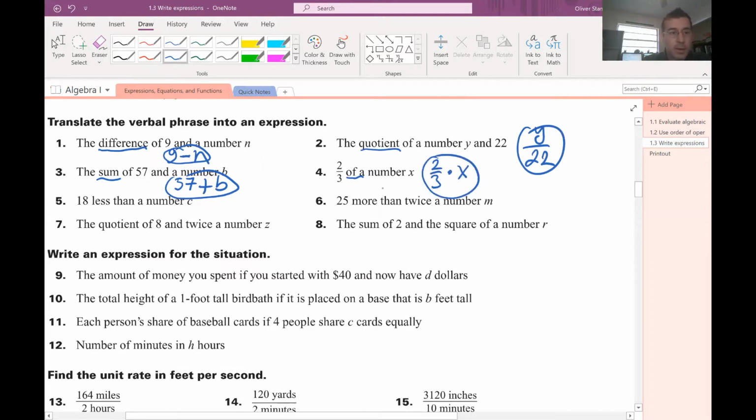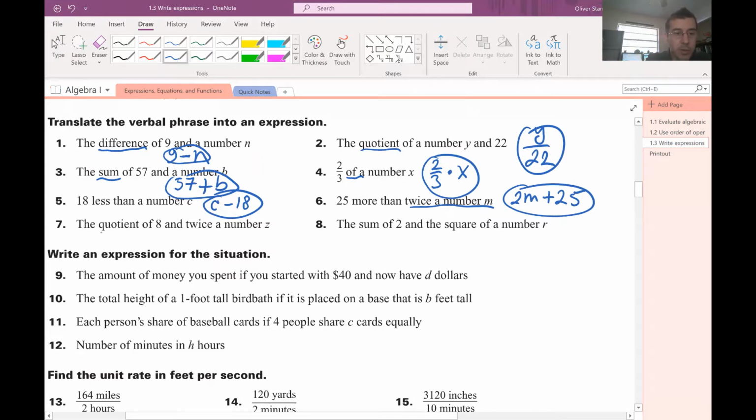Okay. Number 5, 18 less than number c. So whatever c is, and then 18 less than that. So this is c minus 18. Number 6, 25 more. That means plus. Then twice m, twice the number m. So 2m and then plus 25. Whatever twice m is, we get 25 more than that. So 2m plus 25.